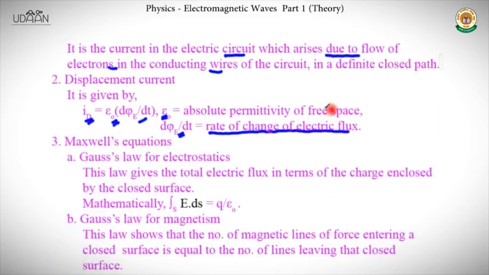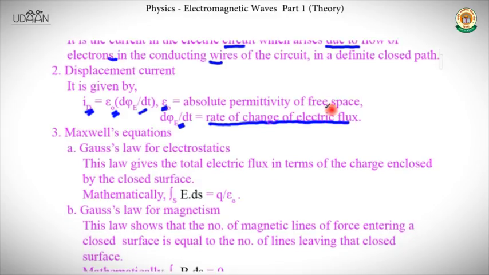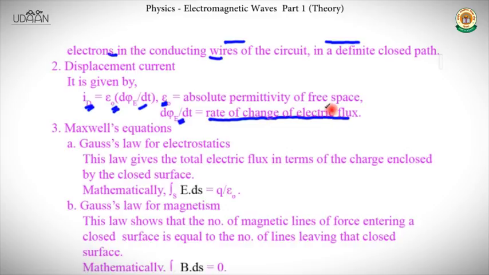I'm just doing a revision here because you have already gone through this part in your electrostatics, current electricity, magnetics, and electromagnetic induction. So it's just a basic revision for you, and I'm not going into too much detail in this topic. So first we have Gauss Law for electrostatics. This law gives the total electric flux in terms of the charge enclosed by the closed surface. If we consider this to be a Gaussian surface and there's a charge Q inside, this law would give the flux associated with this surface.